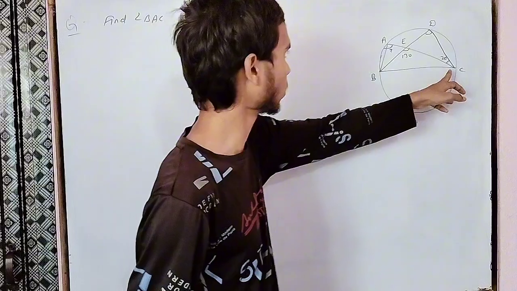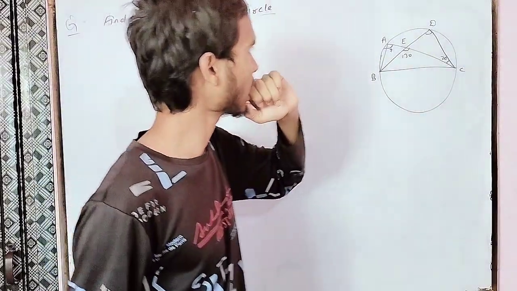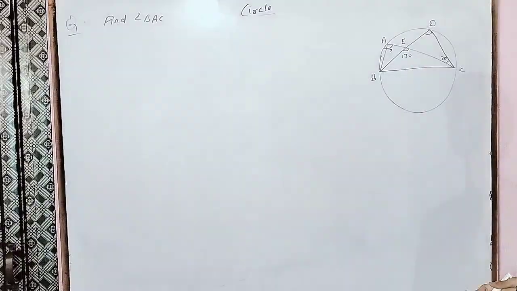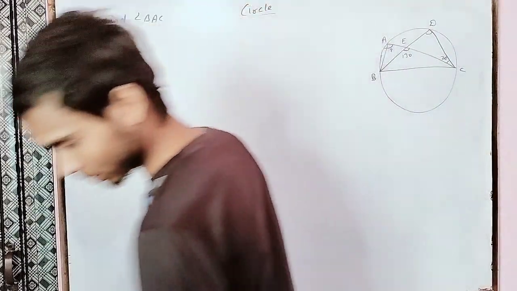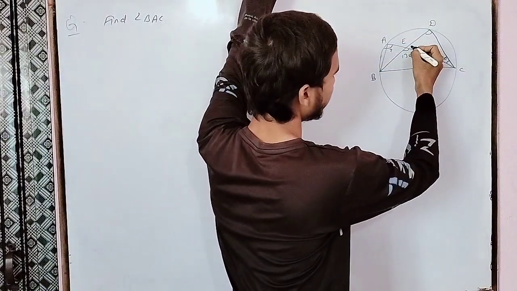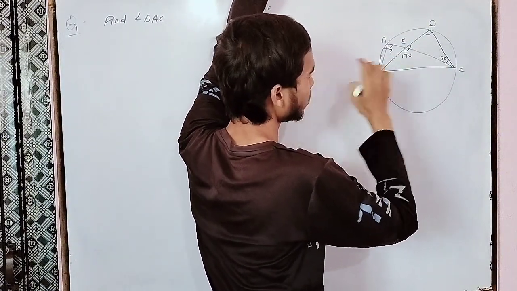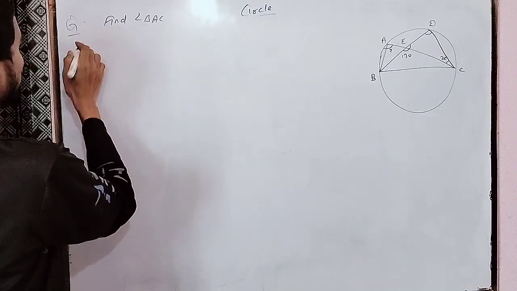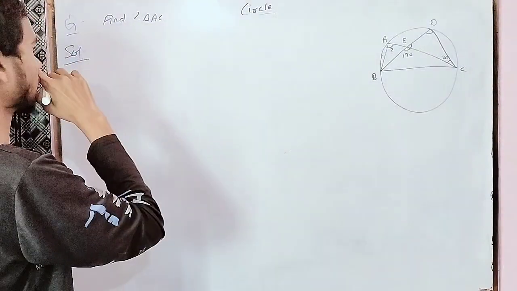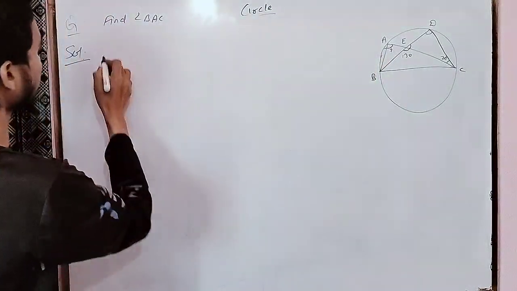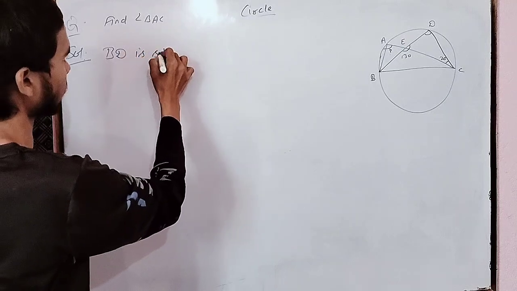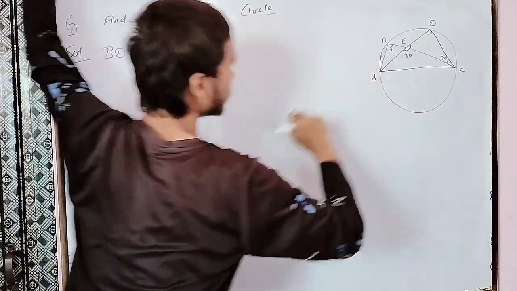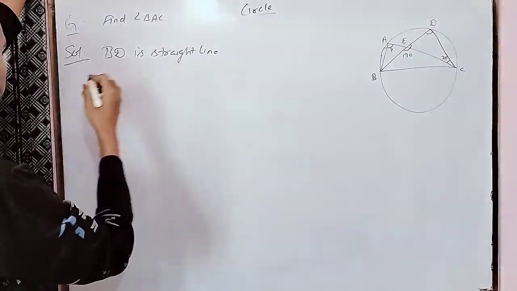We don't have this given. Then how to find it? There is a twist. Now we can find this. This is making 130. Here BD is a straight line, and already we know it's a straight line. So we can say the sum of this angle and this angle makes 180 degrees.